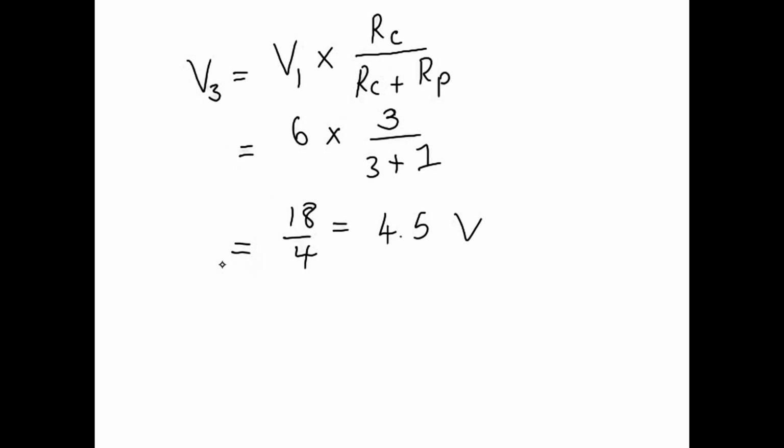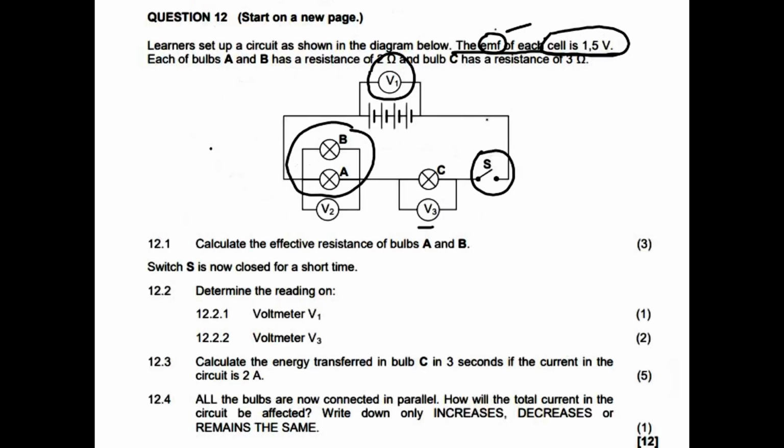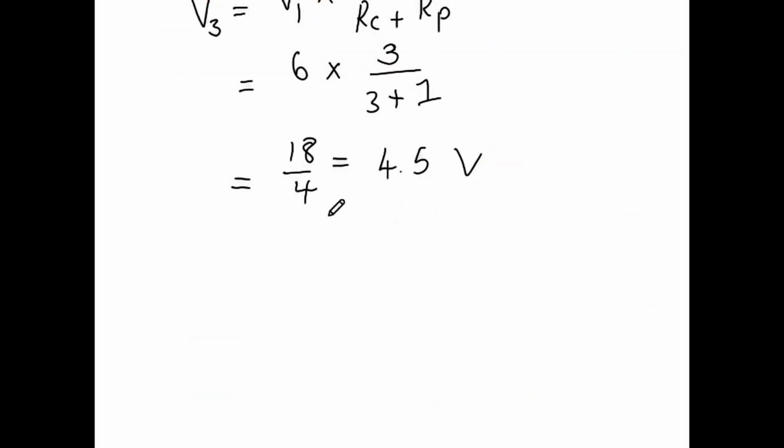We can also use the same formula to ask how much V2 would read. What would be the reading on V2? Before I move ahead, you're just going to get 2 marks for this question. I was just showing the steps so that you understand where that value comes from. You don't get the marks for the calculations according to the memo. So we can do the same thing for V2.